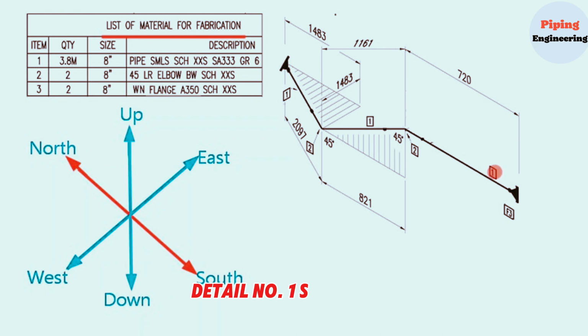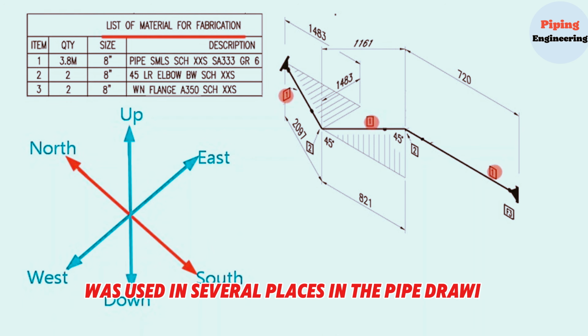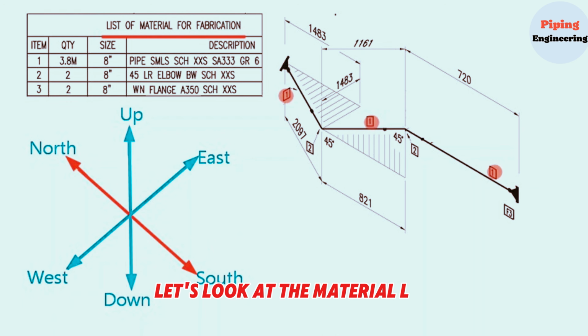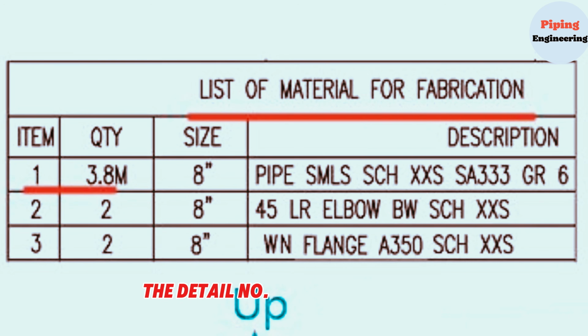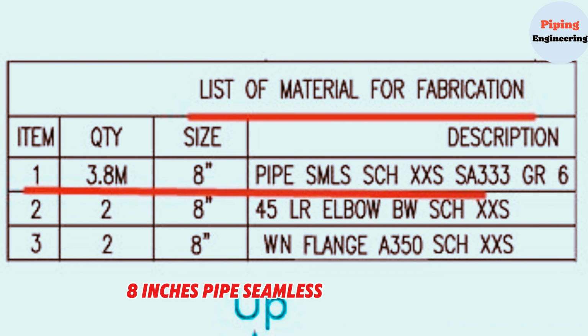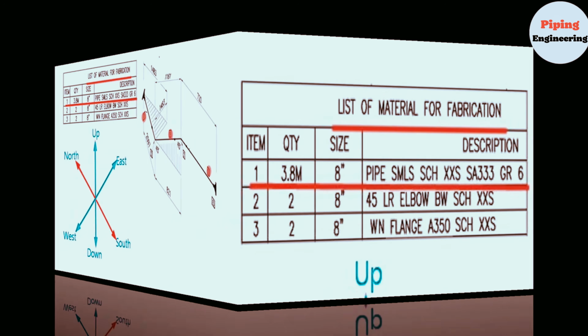Detail number 1 shows pipe. It was used in several places in the pipe drawing. Let's look at the material list. Detail number 1: 3.8 meters length, 8 inches pipe, seamless, schedule XXS, SA333 Grade 6.